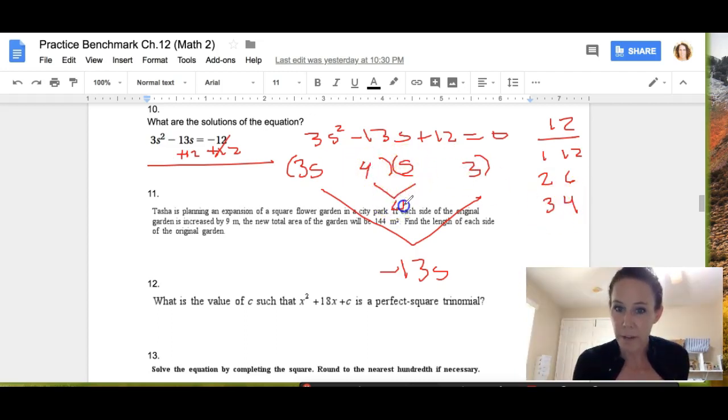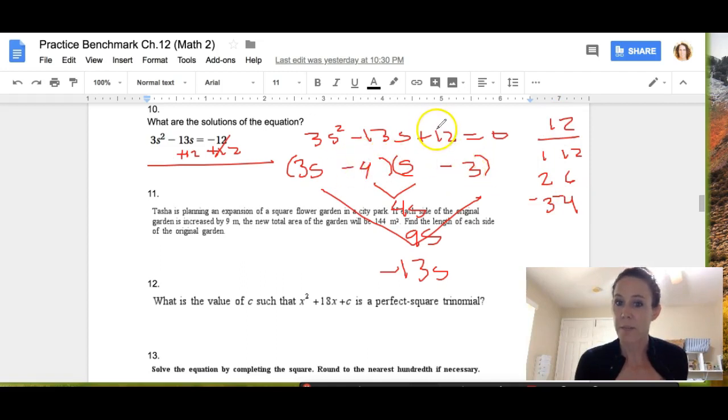Multiply these together, I get 4s. Multiply these together, I get 9s. Do 9 and 4 make 13? They do, but they make positive 13, and that's negative. Well, I'm going to go back and say, what makes 12? 2 negatives make a 12. Negative, negative. So let's make these both negative.